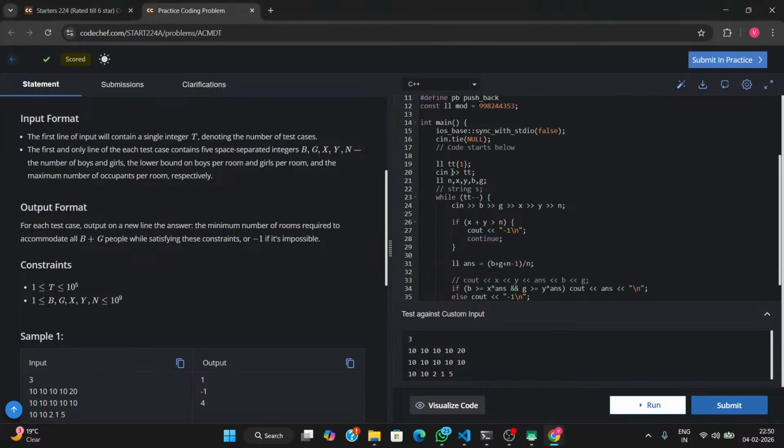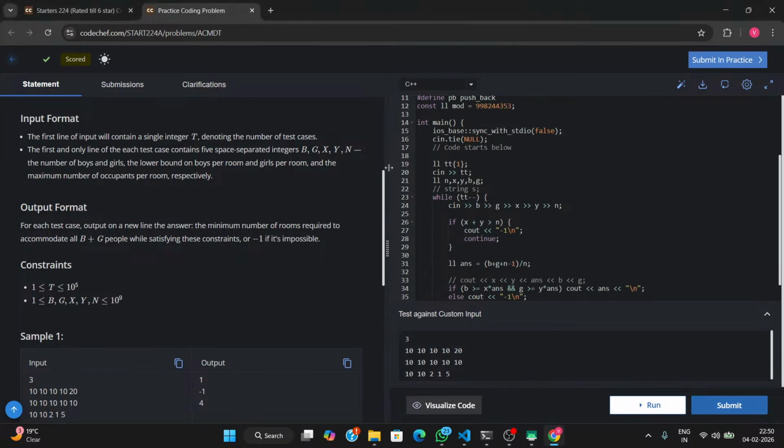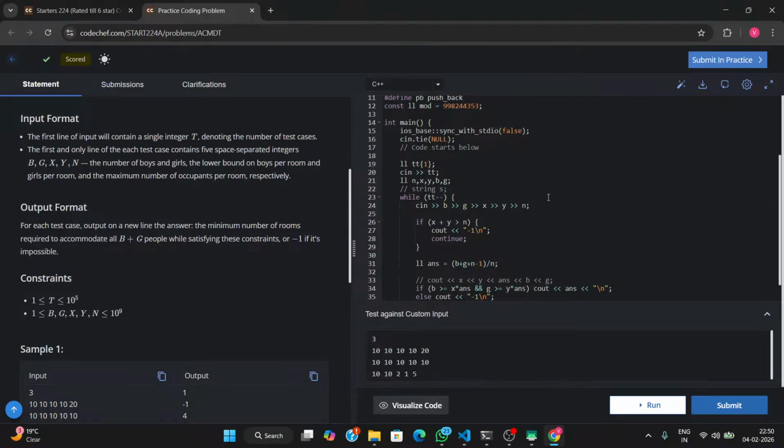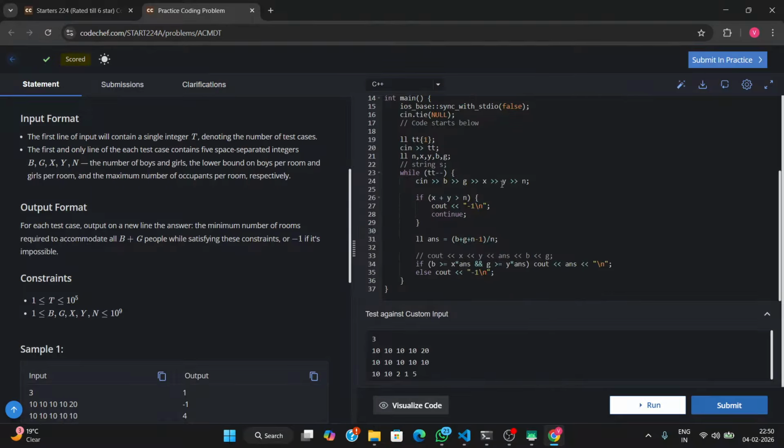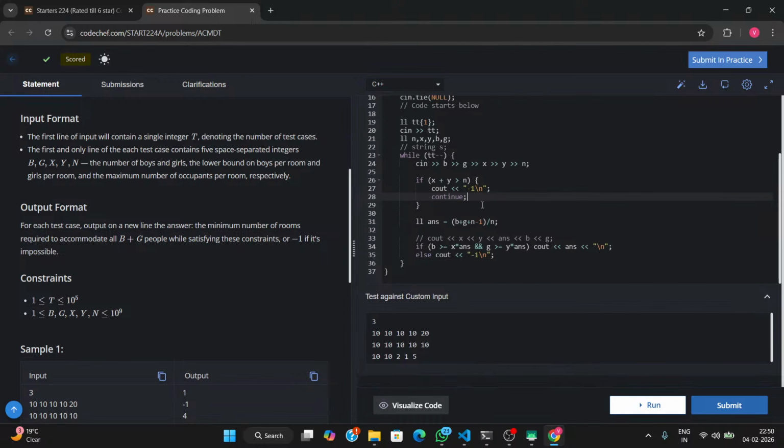There is the code for this thing. As we said, if x plus y is greater than n, then the answer will be minus 1, since x and y are the minimum number of required people in one room, and n is the maximum number of allowed people in one room. And then, if the answer is possible, then the answer will be ceil of (b plus g) by n.